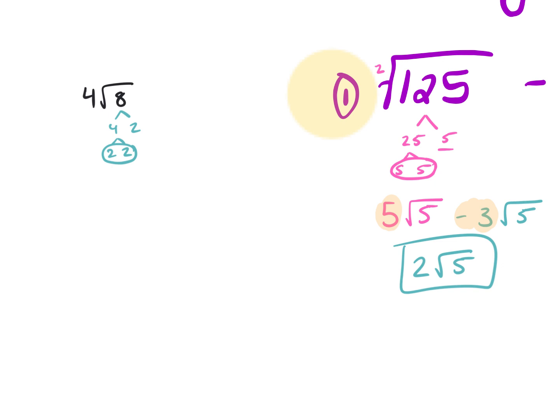So what comes to the outside? A 2. But I already have a 4 on the outside. So what do I do with the 4 that's already there? I multiply it to the 2 that I'm taking to the outside. What stays on the inside? 2. So this would be 8 square root 2. So if you have more than one thing that you take to the outside, multiply it together. If you have more than one thing that stays on the inside, multiply it together.